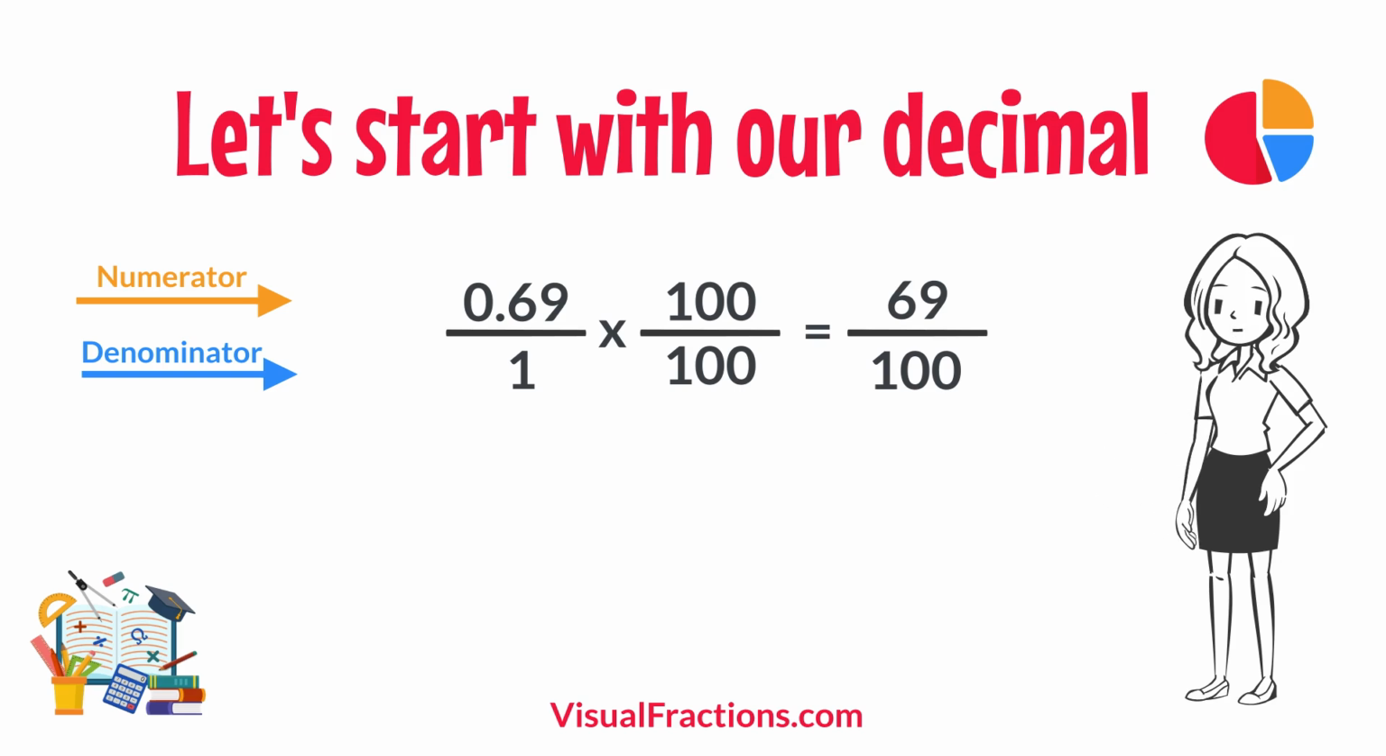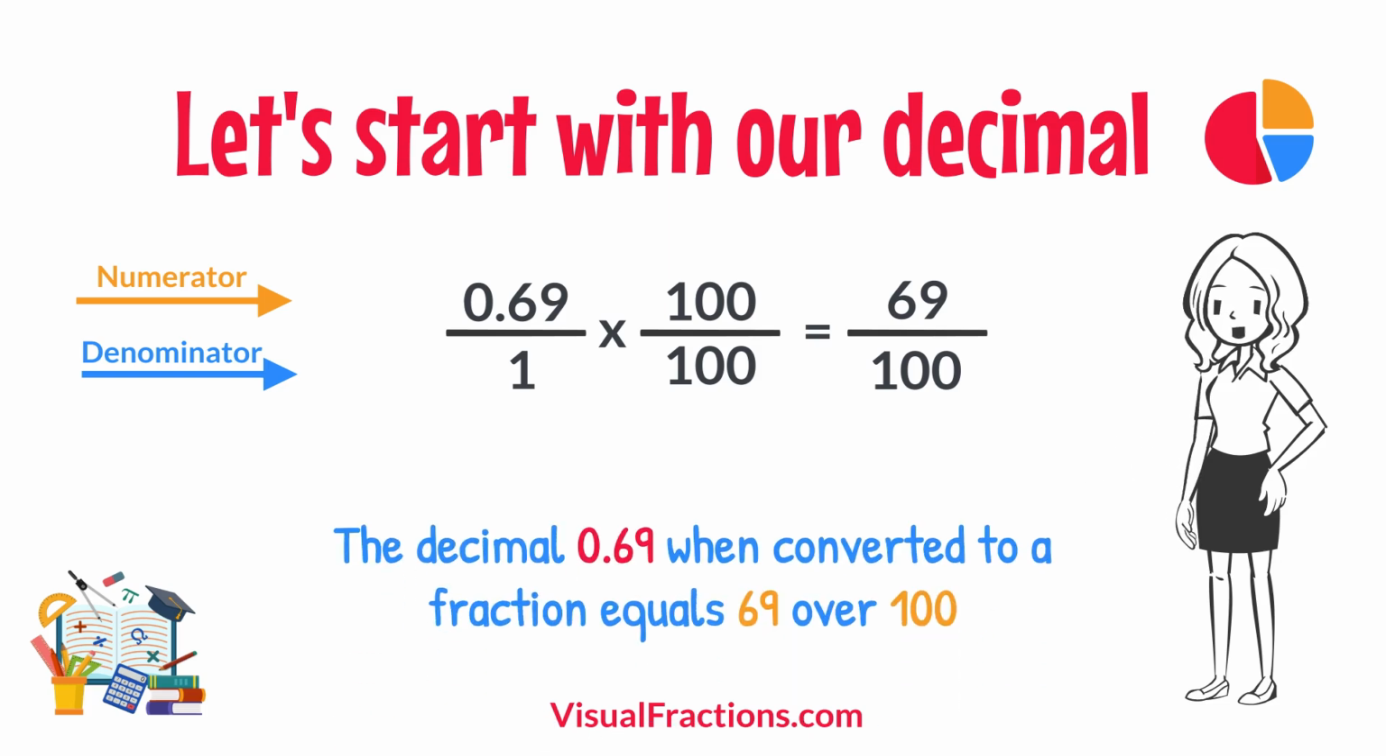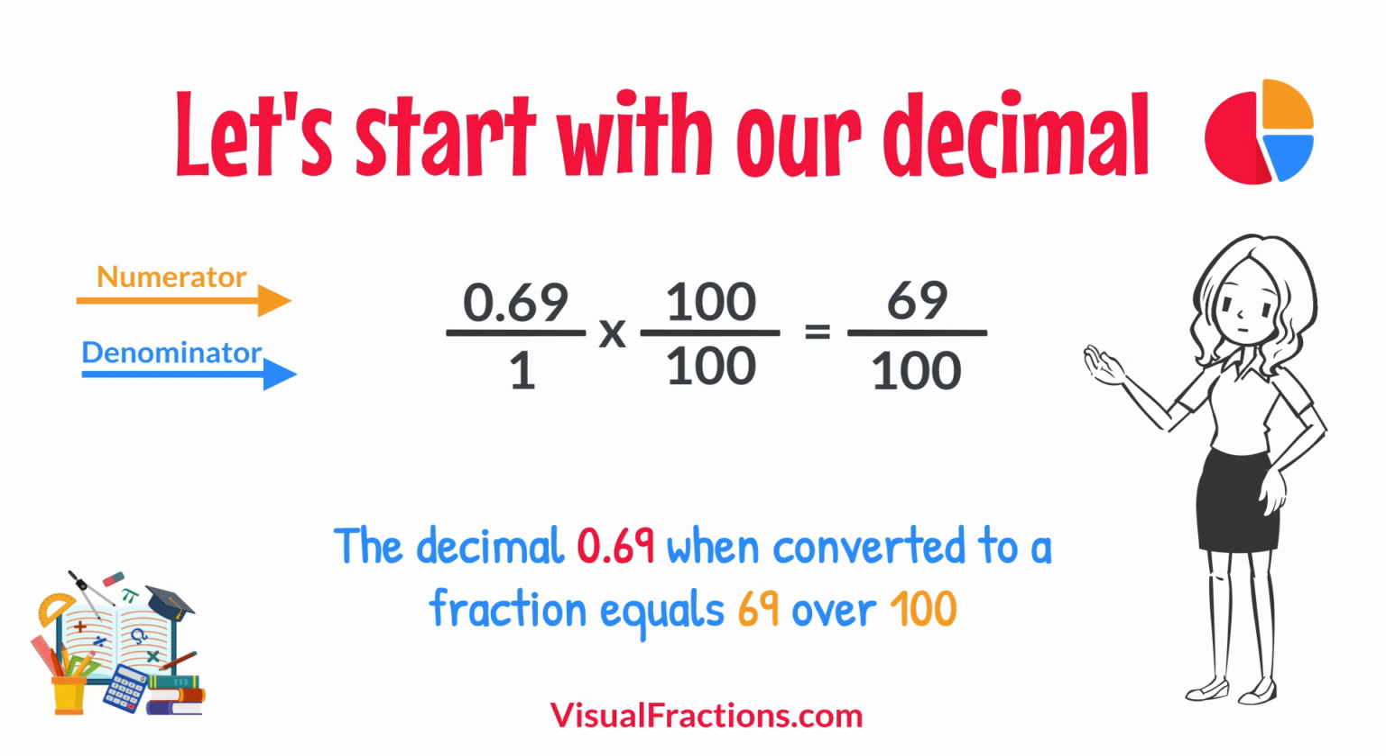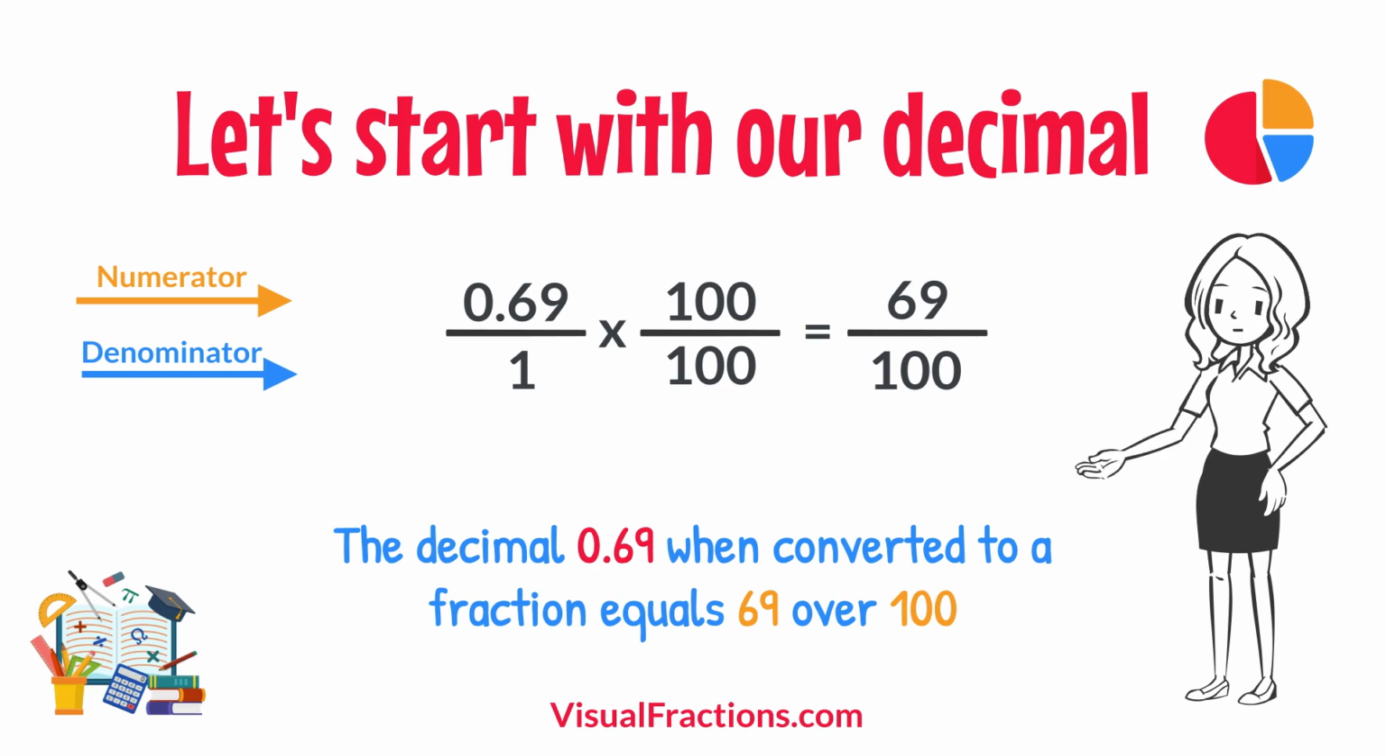This translates 0.69 to the fraction 69 over 100. And there you have it. The decimal 0.69 when converted to a fraction equals 69 100ths. This fraction is in its simplest form and cannot be further simplified.